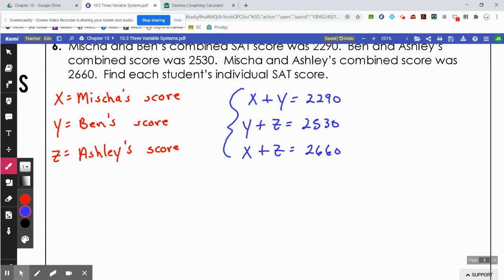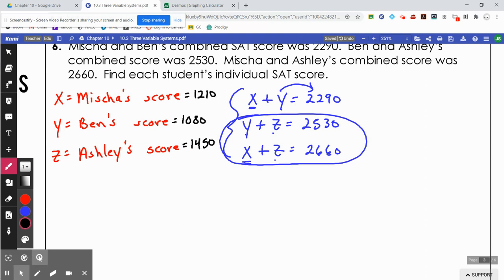What I probably would do was take maybe your first equation, solve it for x by moving this over, plug it in for an x down here, and then you will have all y's and z's here. And once you put those two together and solve them, here's going to be your x, y's, and z's. Mischief's score would be 1210, Ben's score 1080, and Ashley's score would be 1450.